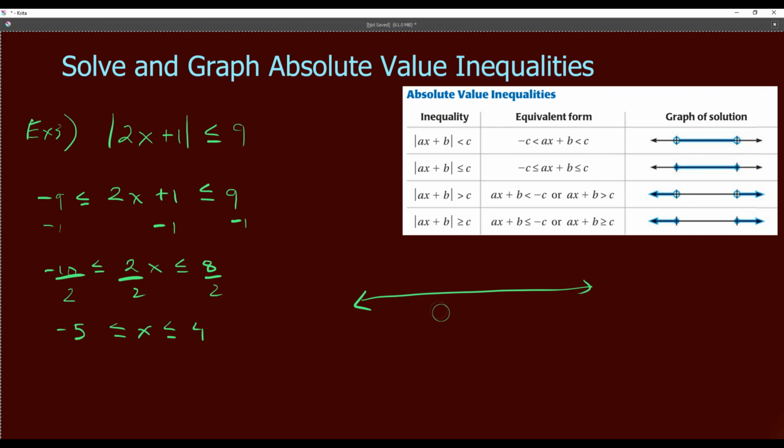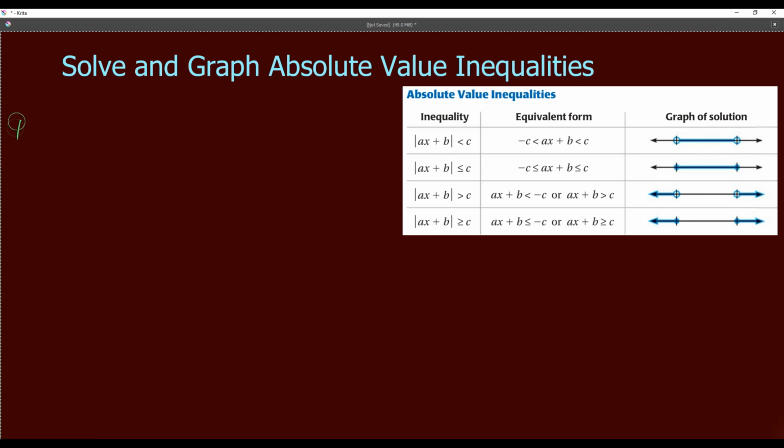Then I draw my graph. And here's negative 5. Here is 4. There are equal signs here, right? So you put solid dot. You color it in, shade it in, and they point inward. That means x can be any number in between negative 5 and 4. X can be negative 3. X can be 0, x can be 1, x can be any of these numbers. Any of these numbers will work for x. Okay, x is between these two numbers.